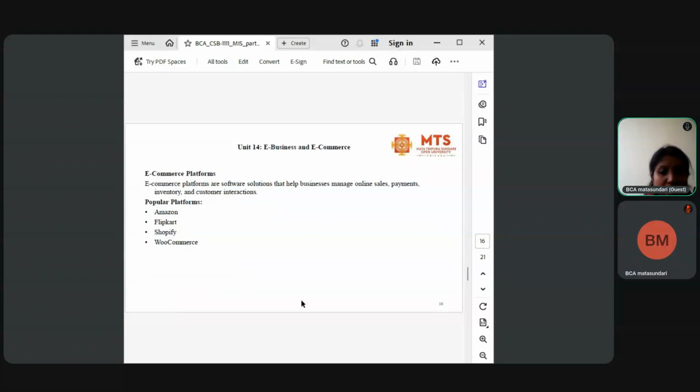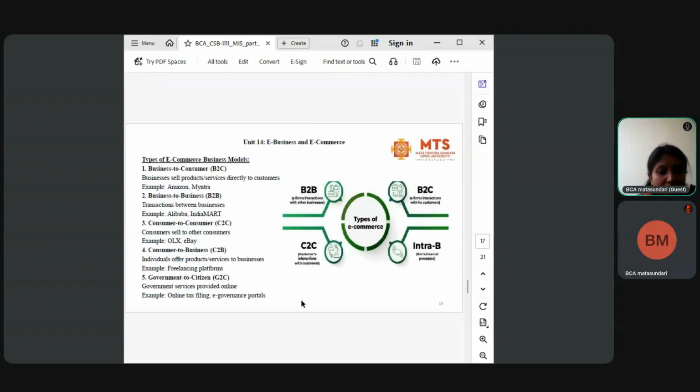So the next slide number 16, e-commerce platforms. E-commerce platforms are software solutions that basically help businesses manage online sales, payments, inventory and customer interactions. And the platforms used are Amazon, Flipkart, WooCommerce. These are the platforms that are used in e-commerce. Okay. Next slide, types of e-commerce business models.